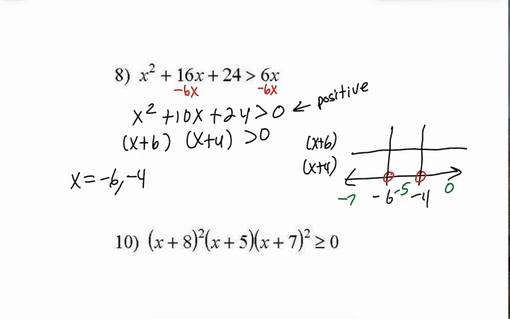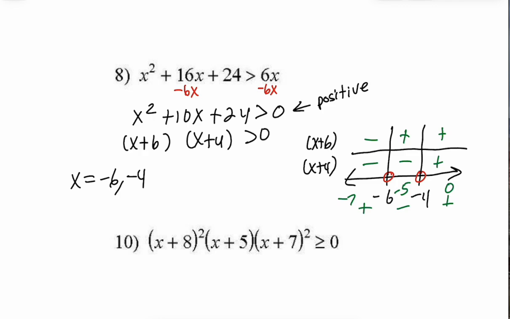Now let's plug -7 into both of those. If I plug -7 into the top, I get -1, so that's a negative. If I plug -7 into the bottom, I get -3, that's a negative. 2 negatives are going to multiply and give me a positive. Let's plug in -5. I get a positive and a negative, which is negative when I multiply those together. Let's plug in 0. I get a positive and a positive, which is a positive. Many times you're going to see this alternating pattern, plus minus, or minus plus minus plus. That's very common.